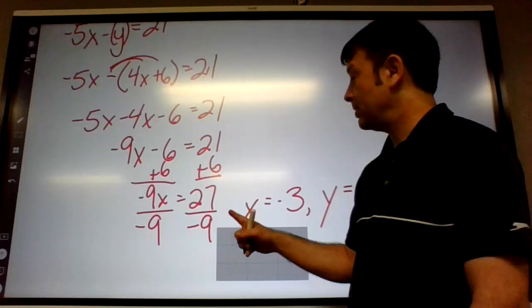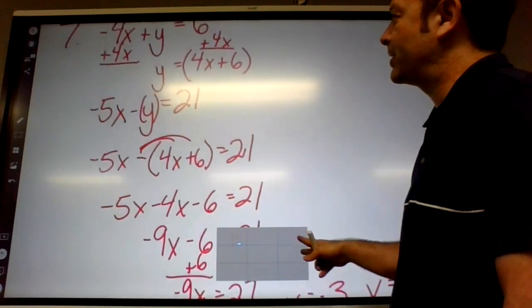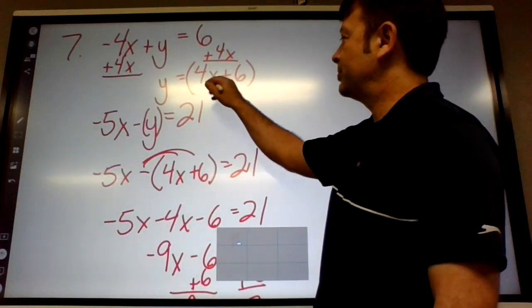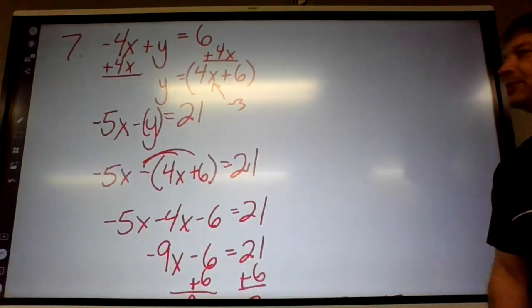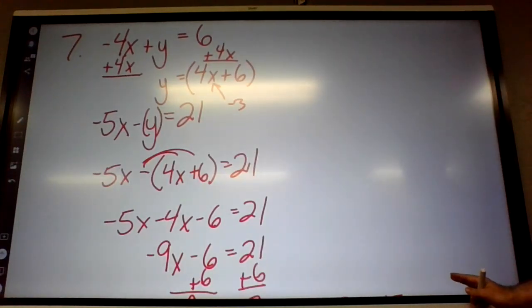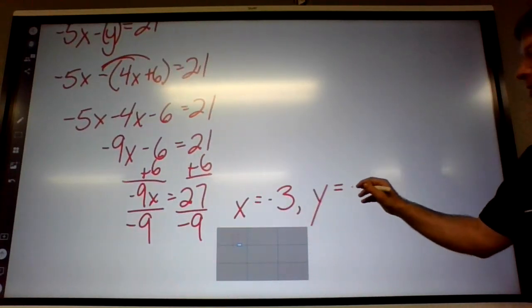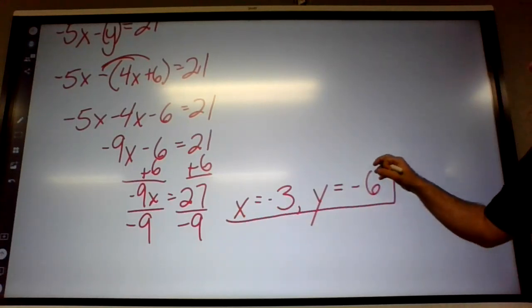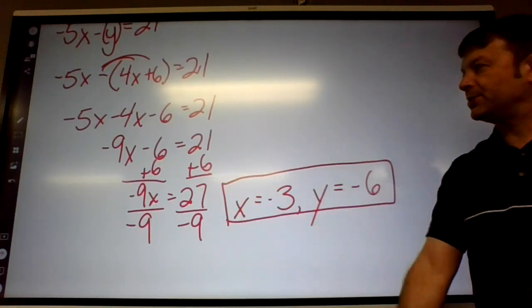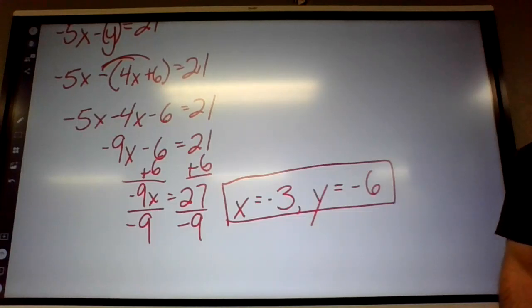So, I'll plug -3 back here. Actually, I'm gonna put it in this one, because that'll be the easiest. 4 times -3 is -12 plus 6 is -6. You can plug it in any equation and it should work. But some equations are easier than others to solve.